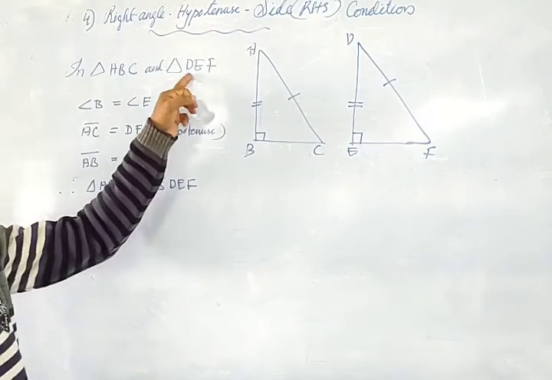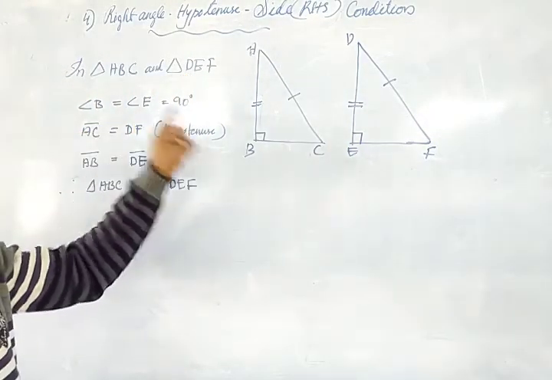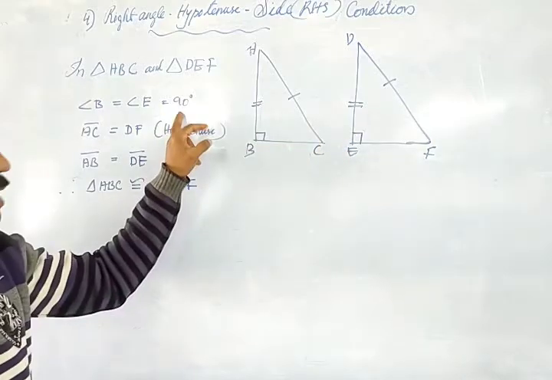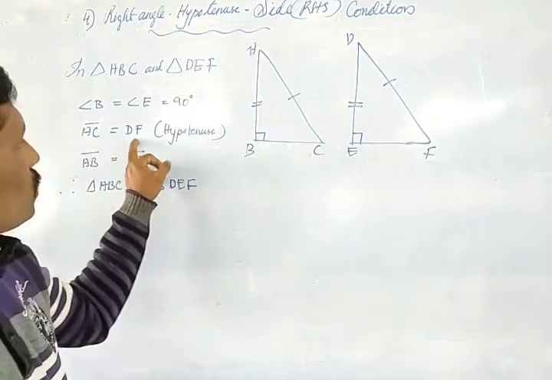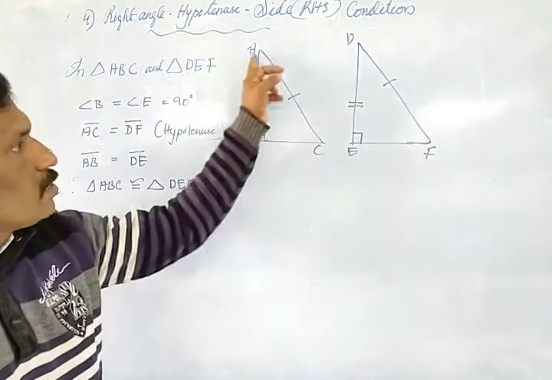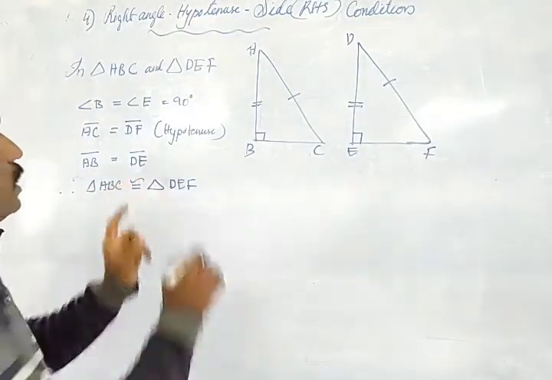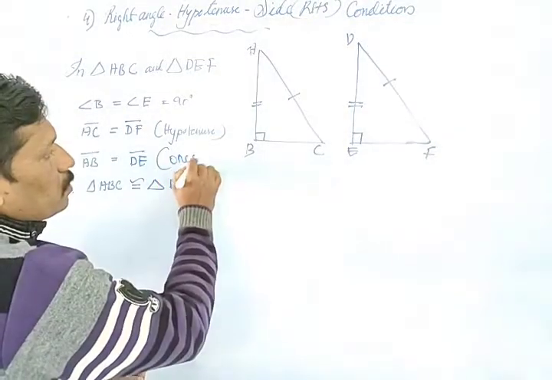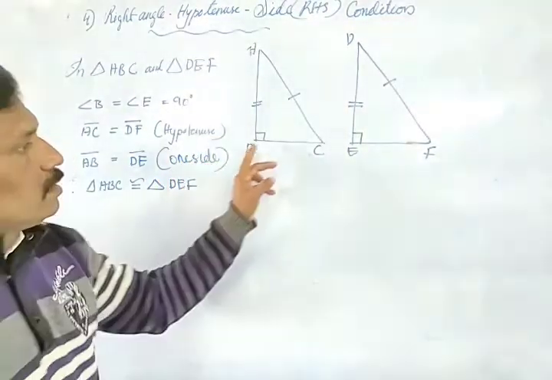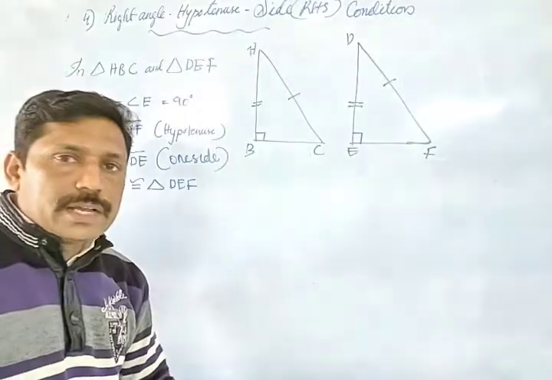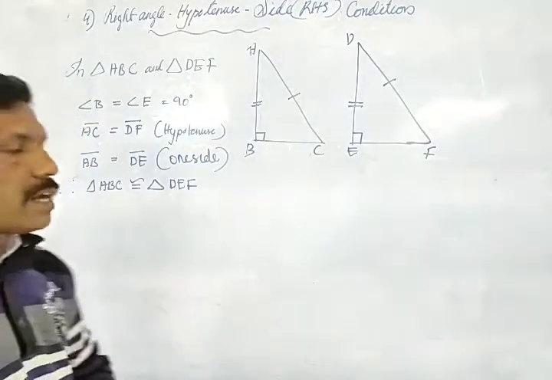In triangle ABC and DEF, angle B is equal to angle E, both angles are equal to 90 degrees, and hypotenuse AC is equal to hypotenuse DF, and side AB is equal to side DE, that is one side. These two sides are equal, therefore we say that these two triangles are congruent.